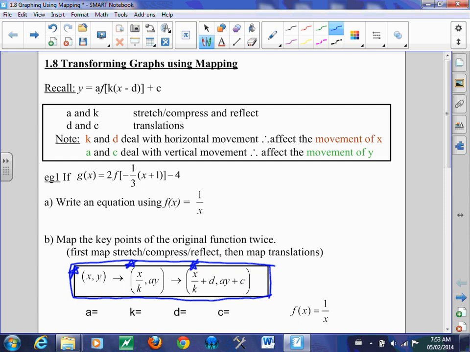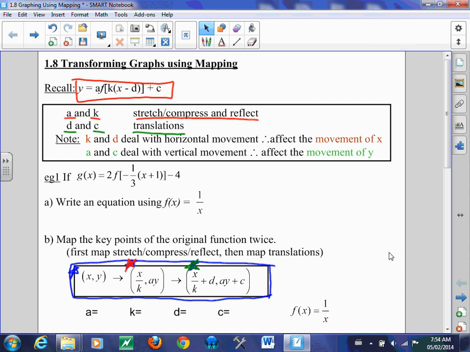All right, so today we're going to recall the formula we learned yesterday or last day, completed with all the letters. Remember we learned K not so recently. Let's just quickly remember what these mean. So A and K deal with stretch, compression, and reflection. You will notice that that's step 2 of our mapping sequence. We're going to apply the A and the K to the parent function first. Then, ladies and gentlemen, our last step is to apply this D and C, which are your translations. Those are your shifts either up or down, and that's in the third stage of our mapping process.